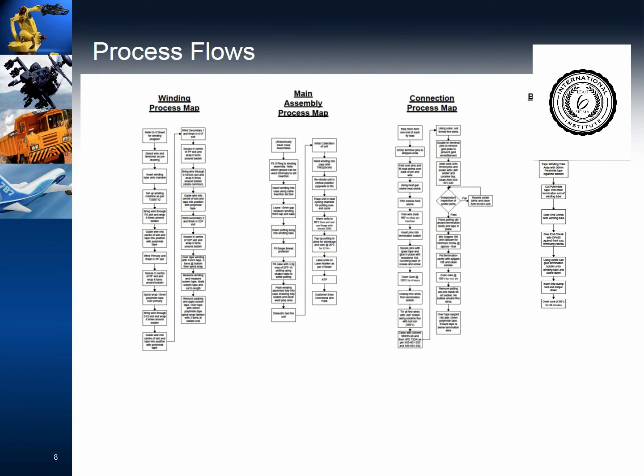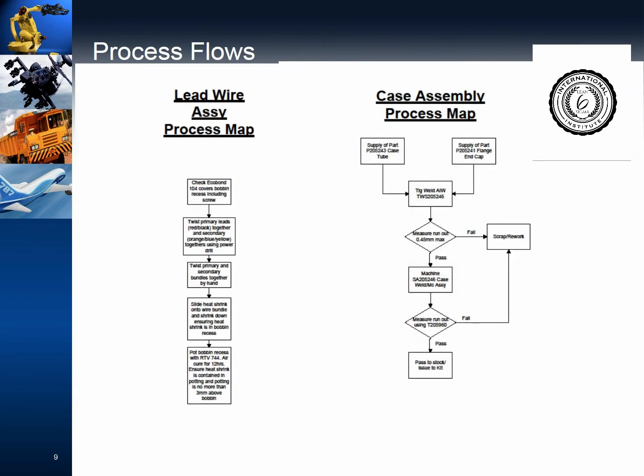There's the process flow. There's a more detailed process flow. So we've got winding, we've got assembly, we've got making electrical connections, and we've got the test at the end. So we got a little bit more detail there to help us. And then we go in and look at the wire assembly method and the process, the case assembly as well.